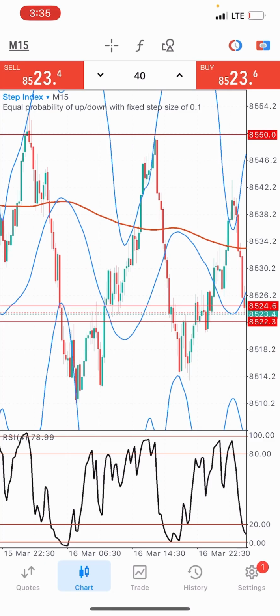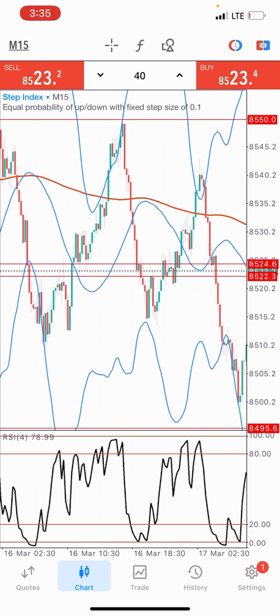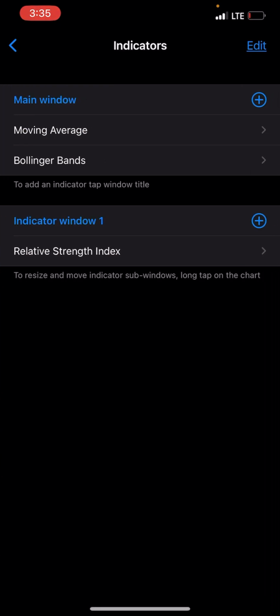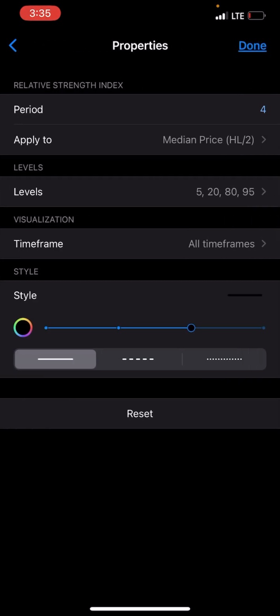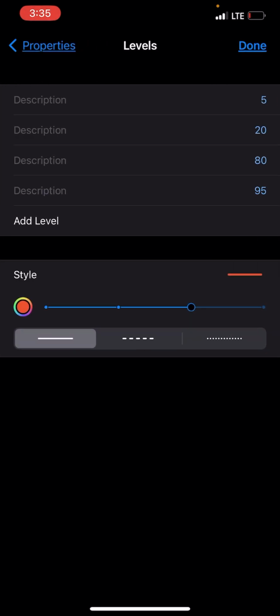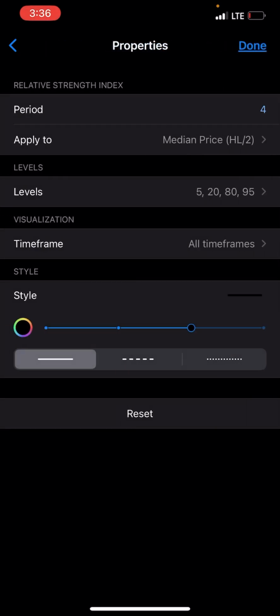All right, so we go back again. We've added the Bollinger Band, the blue indicators you see on the charts. We go back again to bring in our indicator window 1, the RSI. The period is 4, applied to median price. Levels here, we have level 5, 20, 80, and 95. We make use of black. You can use black or any other color of your choice.